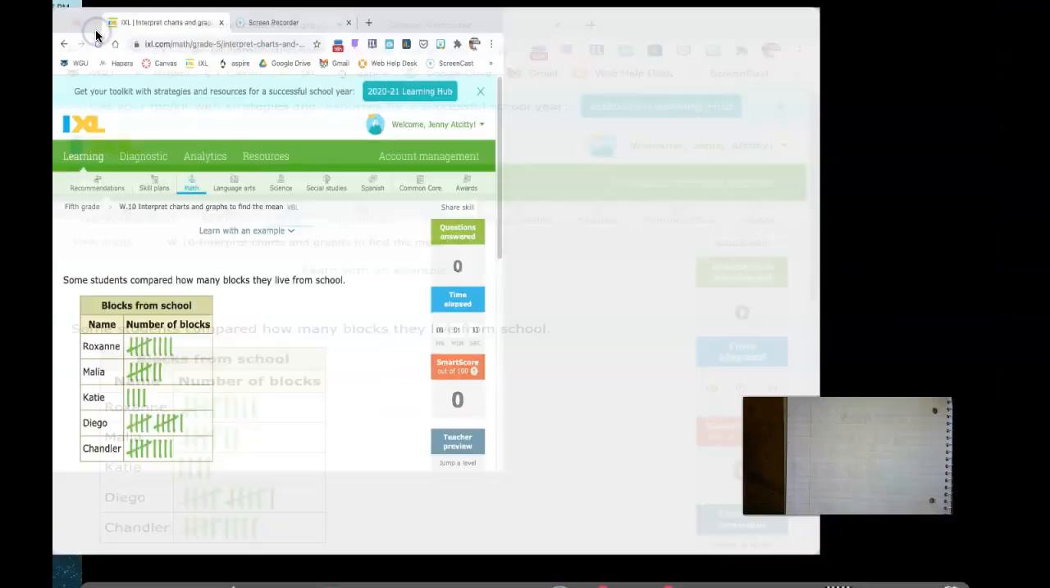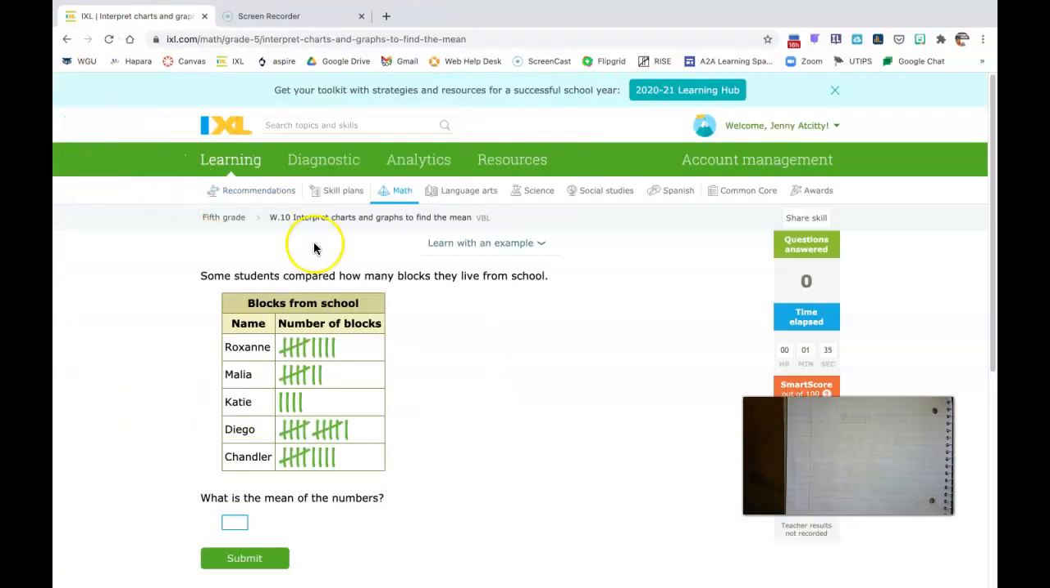Hi boys and girls, today I'm going to show you how to interpret charts and graphs to find the mean. So this is for IXL assignment 5.W.10, which is your assignment on Tuesday. You have a graph or a chart on the screen right here, and you need to find the mean.